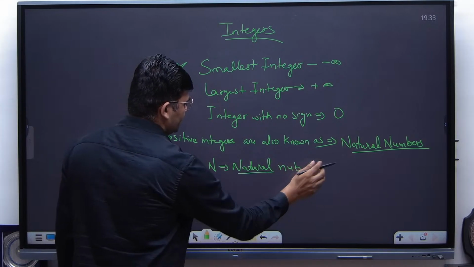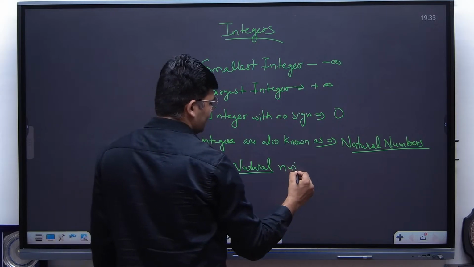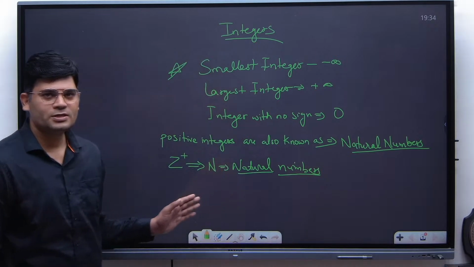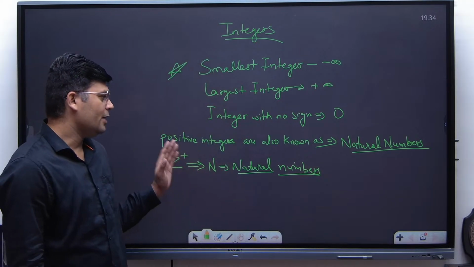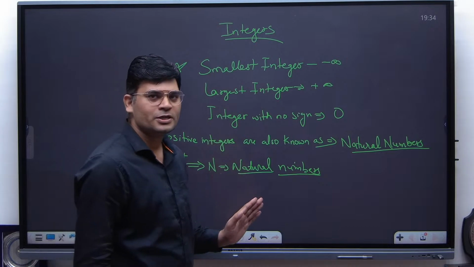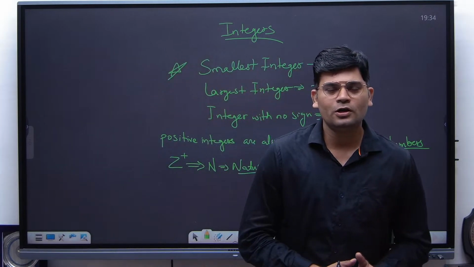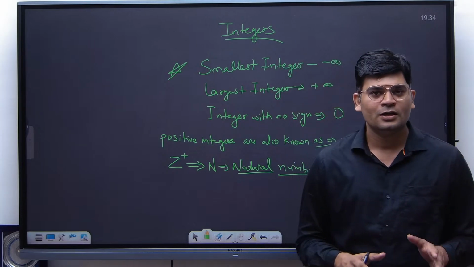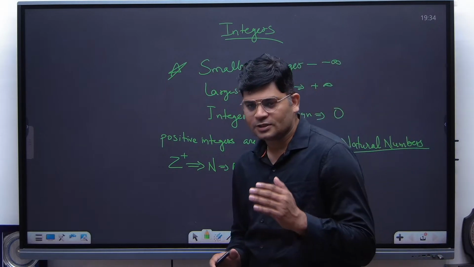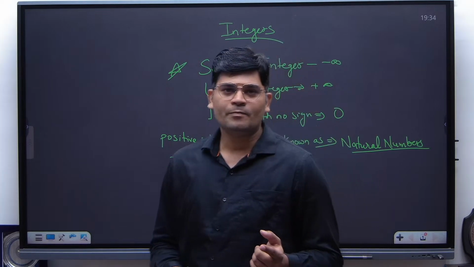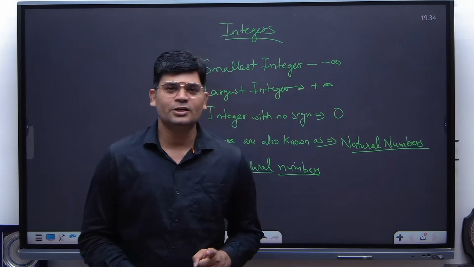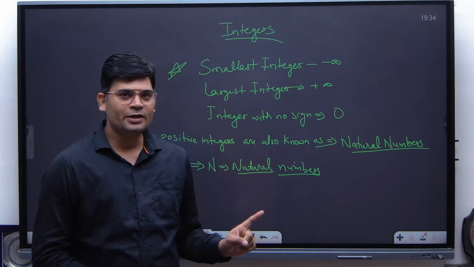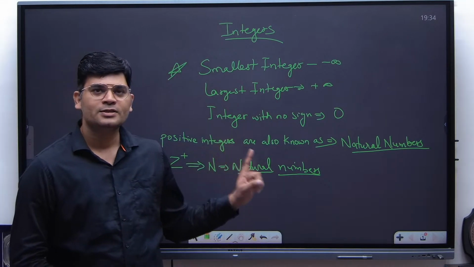So natural number starts from where? Starts from 1. Natural number starts from 1, and positive integers also start from 1. If at all you ever see somewhere written in the book that you should always consider the positive integers, that means they are asking you to consider natural numbers. Positive integers and natural numbers are the same.